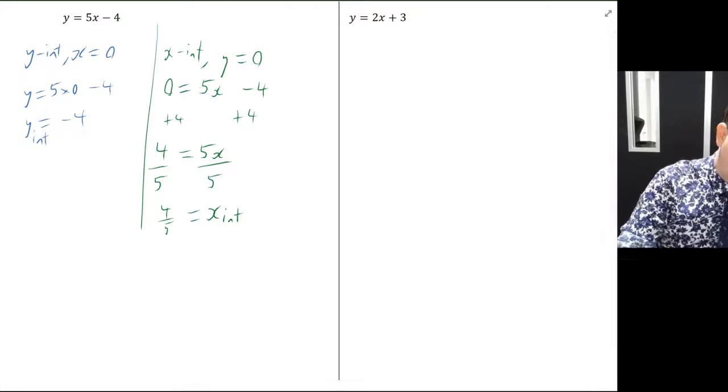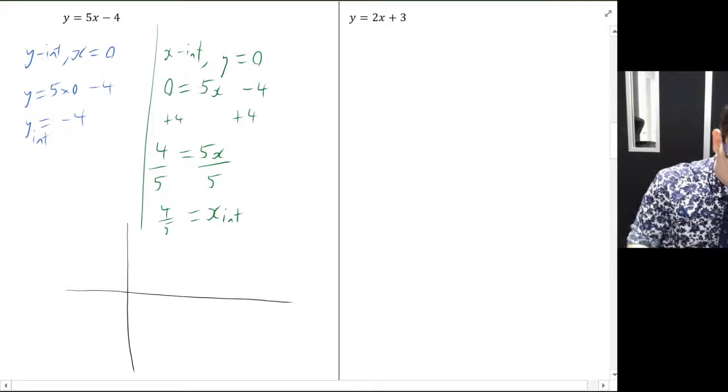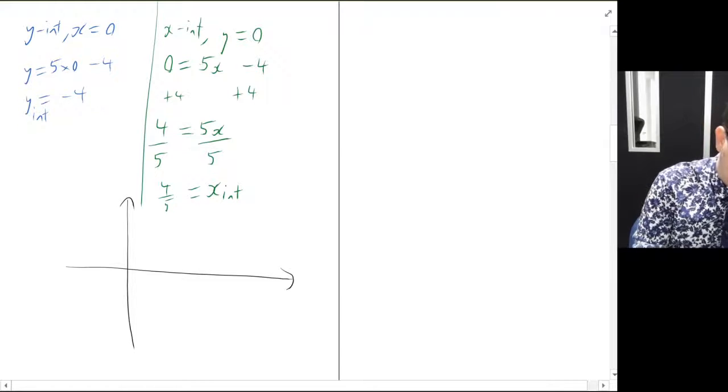Now I need to plot it. A little bit harder when I've got this 4/5 running around. So how am I going to plot 4/5? Well, I just need to think about, on a regular number line, where would 4/5 actually fall?